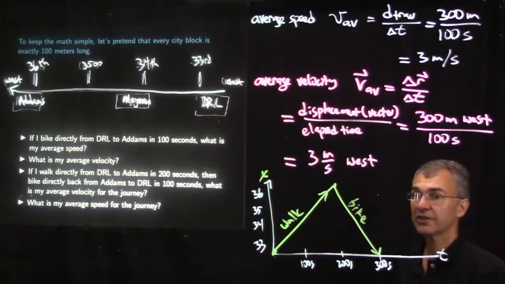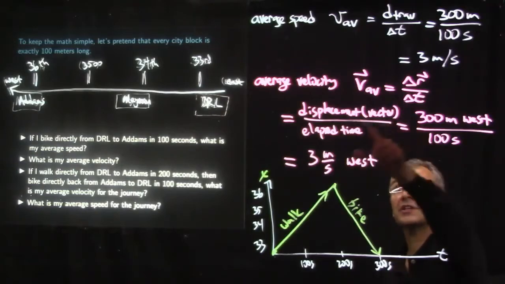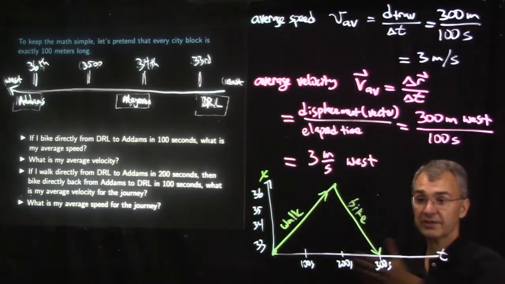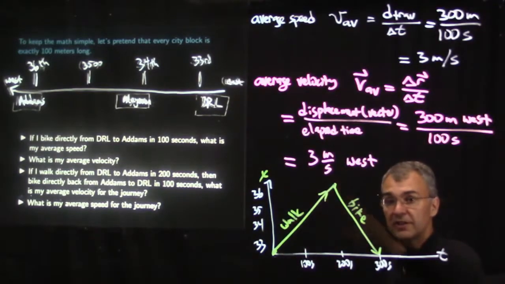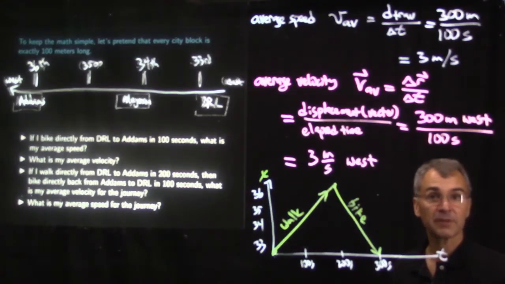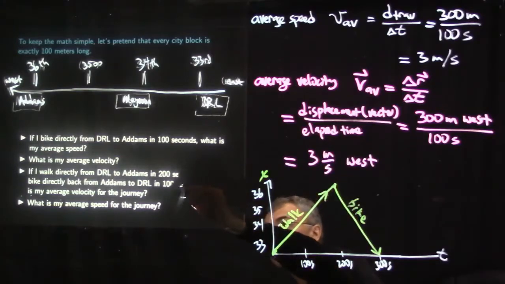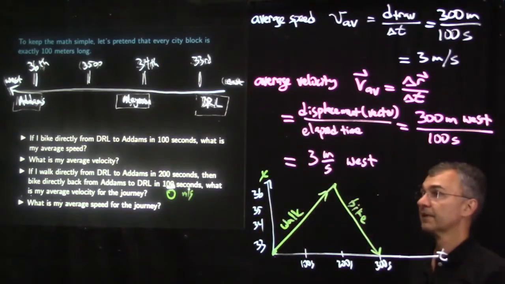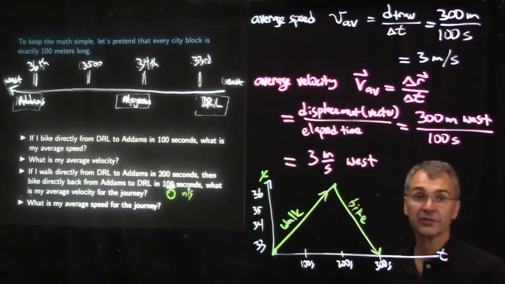What is my average velocity for the journey? Oh, this was really a lot of work to answer this question, because average velocity is displacement divided by elapsed time. Well, the elapsed time was 300 seconds. What is the displacement? If I start at DRL and I end at DRL, what's my displacement? My displacement is 0. So in this case, my average velocity is 0. You could say with an arrow, I guess, if you want to, but it's 0 meters per second. You see my displacement is 0 and the time is finite. So my average velocity is 0. It's a vector, 0, I guess.